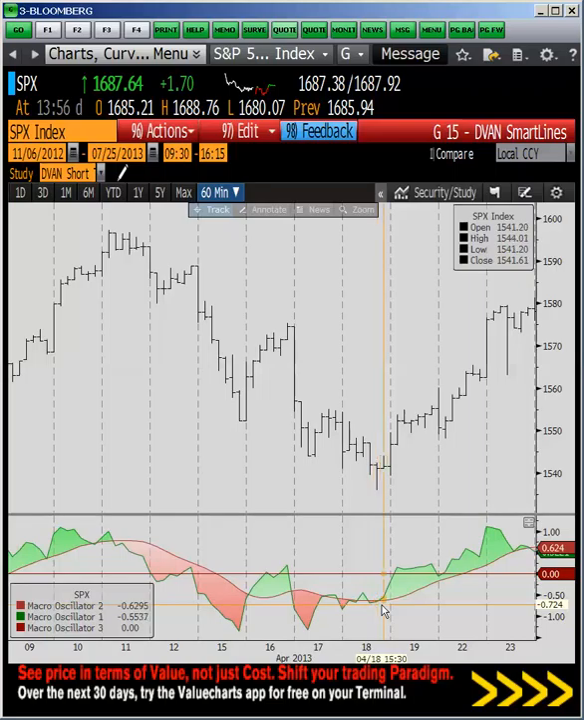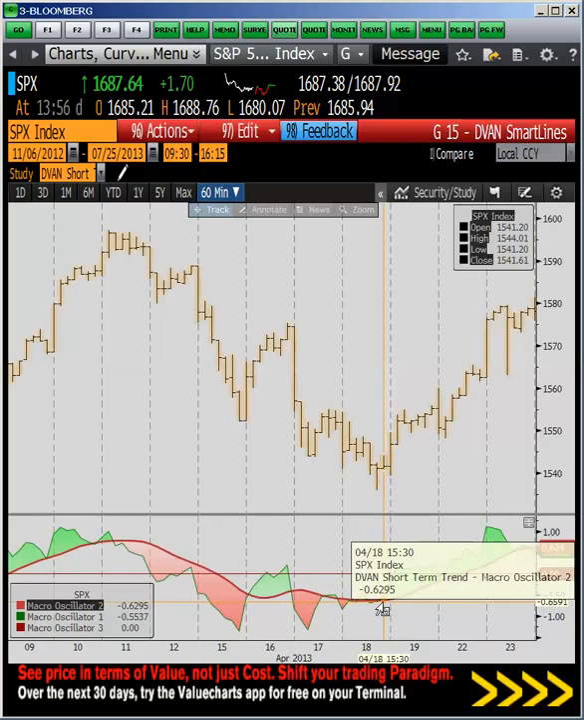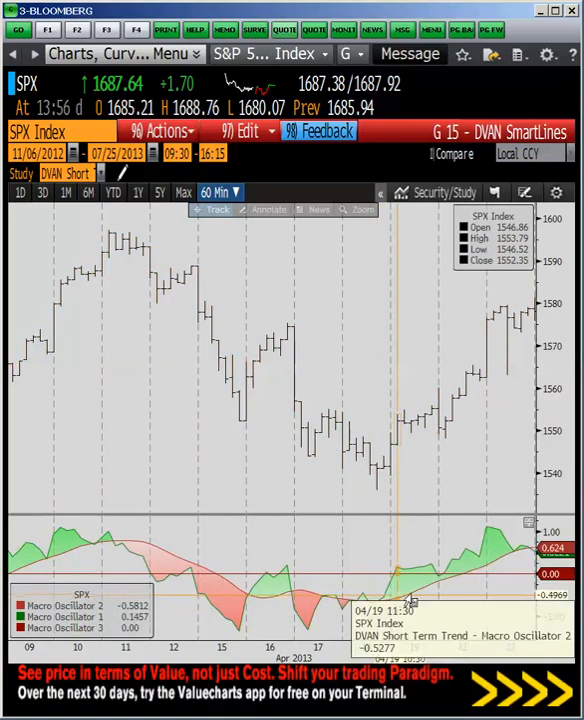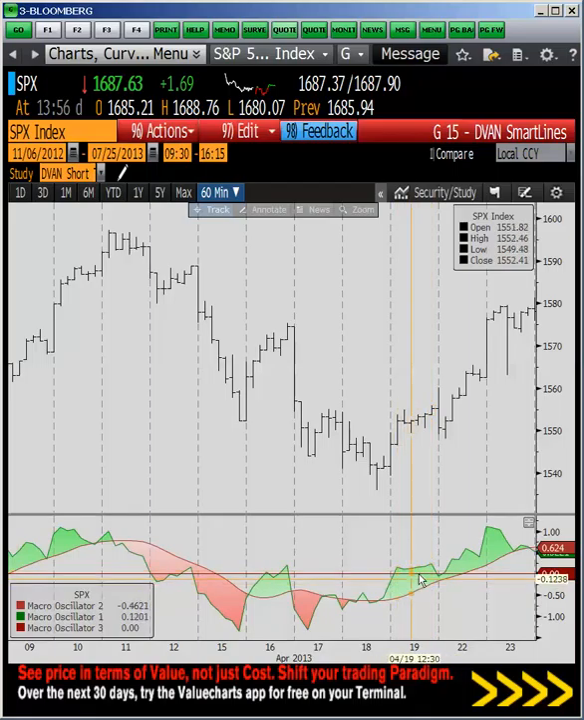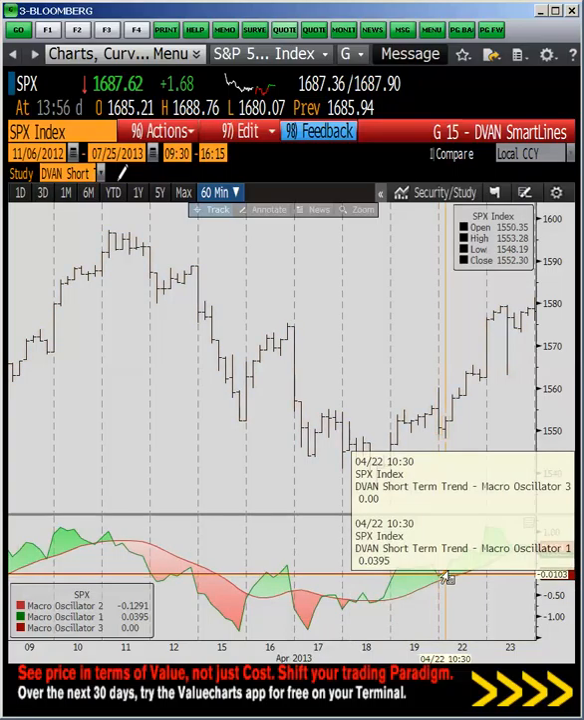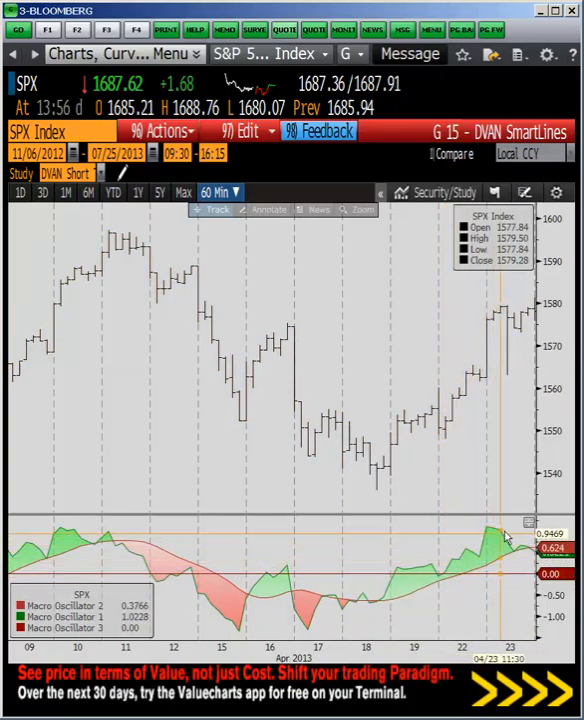Right here, it turns green right off the bottom at about 1540 on the S&P, and then we get into an up cycle, which also goes through zero, which means it's gaining momentum, more positive now, and takes you right on up through 1580. So this right here to right here, over a 3-day period, is a 40-point move in the S&P.